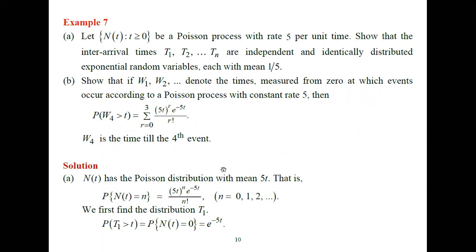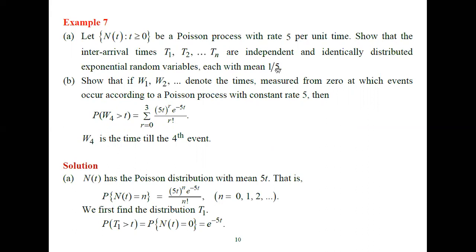Okay. So let N of T be a Poisson process of rate 5 per unit time. Show that the interarrival times T1, T2, Tn are independent, identically distributed exponential random variables, each with mean 1 over 5. It's the same as the proof I gave from theory, the first theory. Besides the lambda, they are using 5. That's all.